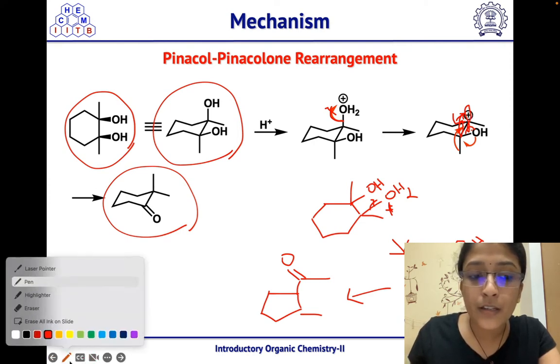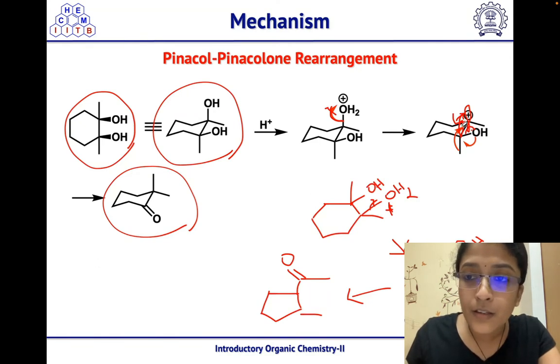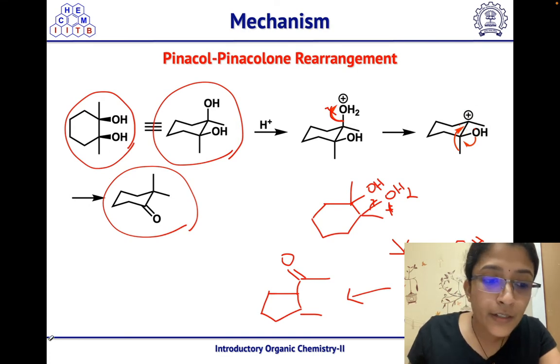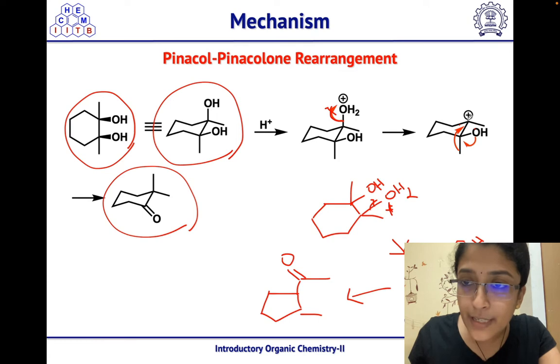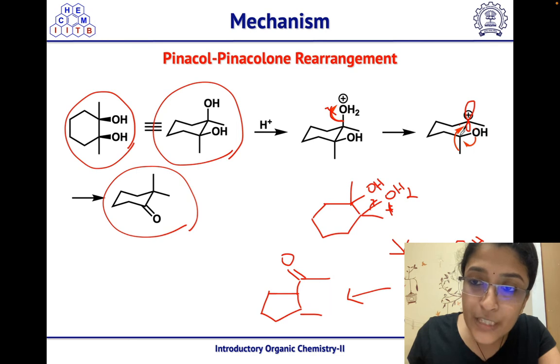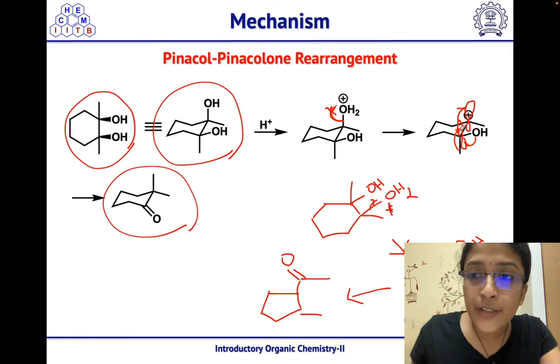So, is it clear? The methyl group migrates by interacting with the empty p orbital of this carbocation. Here there is a carbocation, so there will be an empty p orbital. The sigma star of this methyl group's carbon bond can interact with this empty p orbital. So the electron density will get transferred in this direction, this bond will break, and the methyl group will migrate to this carbocation. Is that clear?